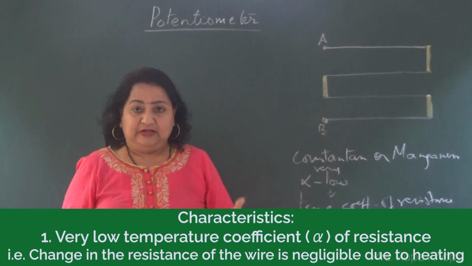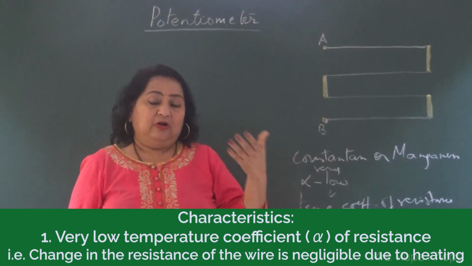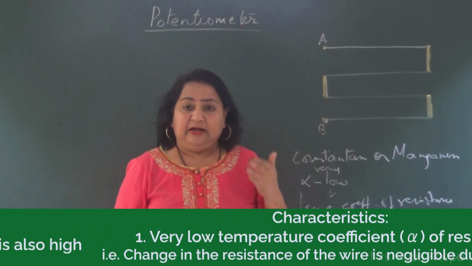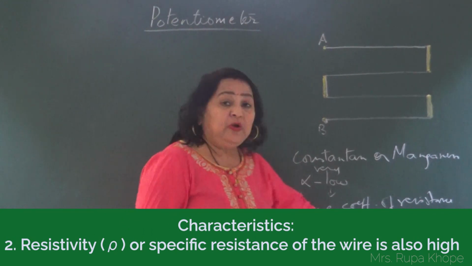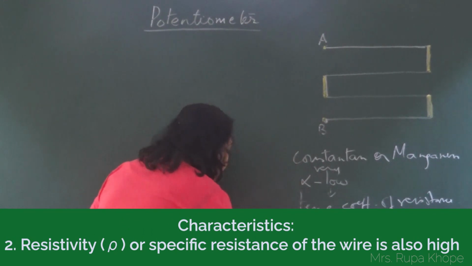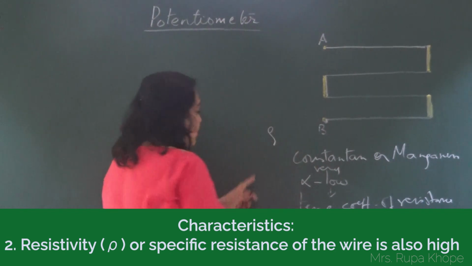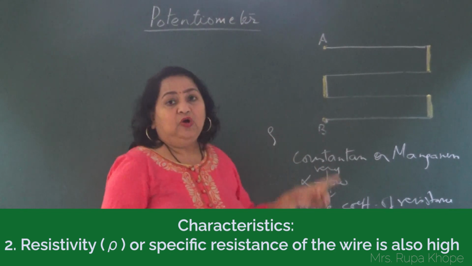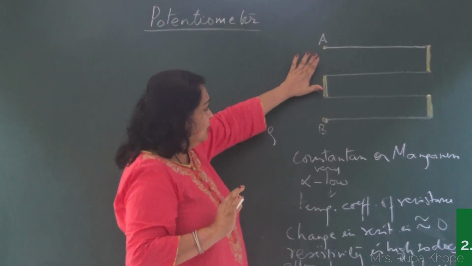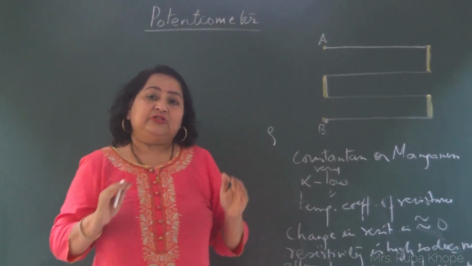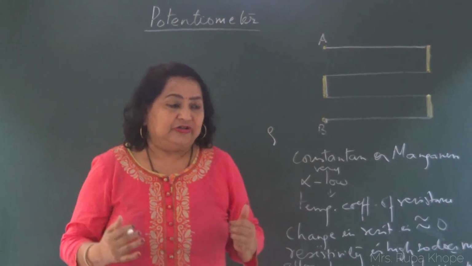When you pass a current in the wire for a long time, the wire may get heated up. Now, the resistivity of the wire is also high. Resistivity rho, you already learned what is rho. It is also high, so it will not allow a large current to pass through it. And therefore, this material is used. So this is all about the construction.